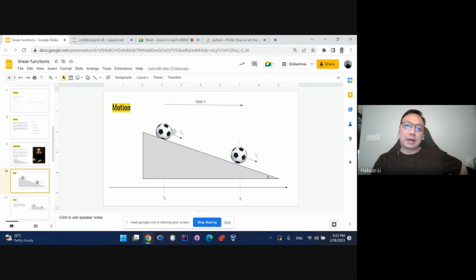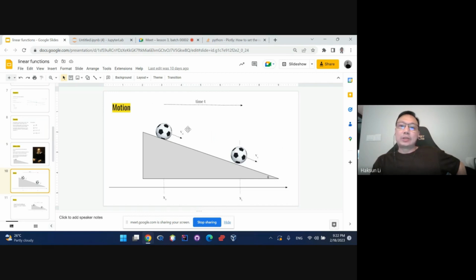So I have a football, a soccer ball, on a slope. So this is the slope. The angle, we call theta. If theta equals 0, it means there's no slope. It's just a flat line like a table. So the bigger theta is, the more slope this platform has.